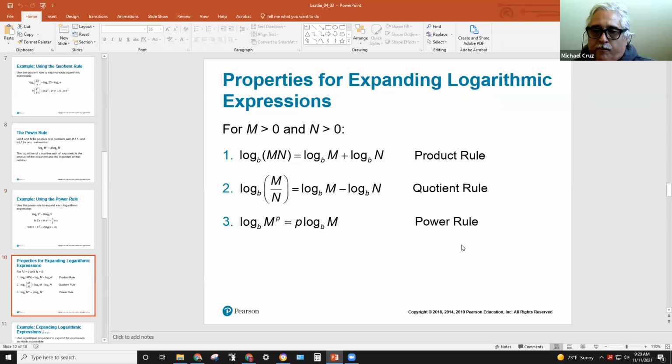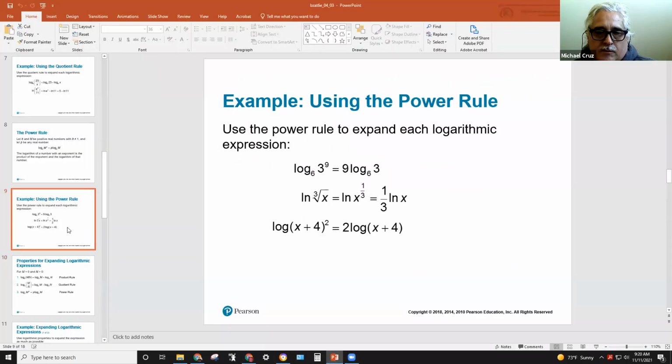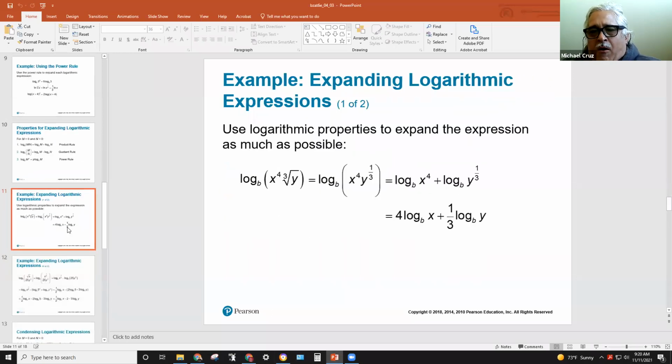So let's just sum them up. The product rule, the quotient rule, and the power rule. We're going to use these a good bit. And these things are going to come back into play here because you're going to see those used. All right, so they ask us to expand. Anytime you see expand, you're going to have a condensed expression, and you're going to take it and bring it out as far as you can.